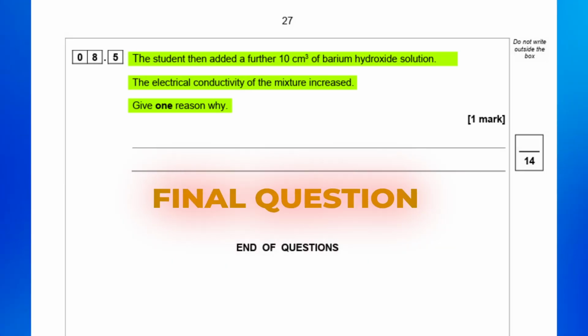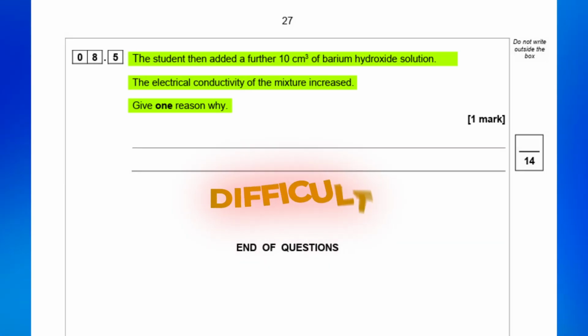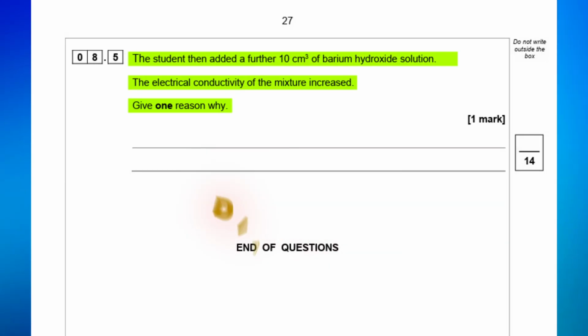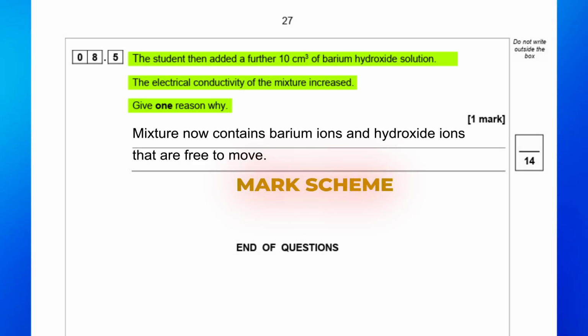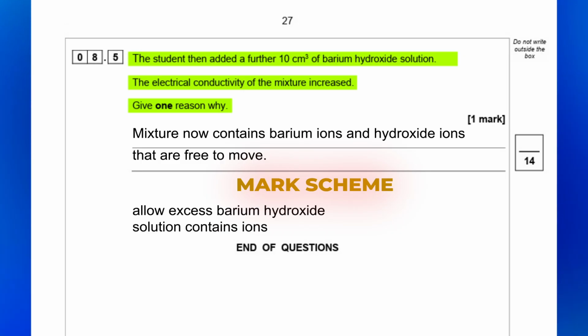And this is the final question on the paper, so you can imagine it's quite a difficult one, although it's only 1 mark. And the exact answer that you should put for this question is that the mixture now contains barium ions and hydroxide ions that are free to move. That's all you need to get for this question. The mark scheme does also allow you to say that excess barium hydroxide solution contains ions, so you would have gotten away with the mark as well if you had just stated like that, or rephrased a few words here and there slightly.